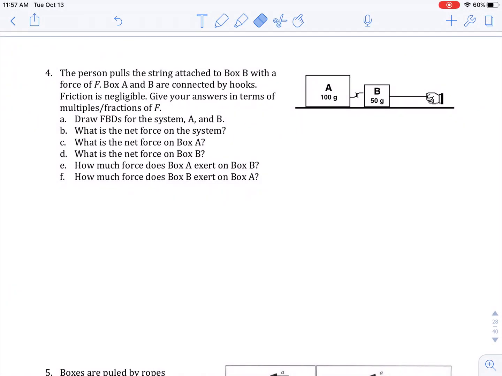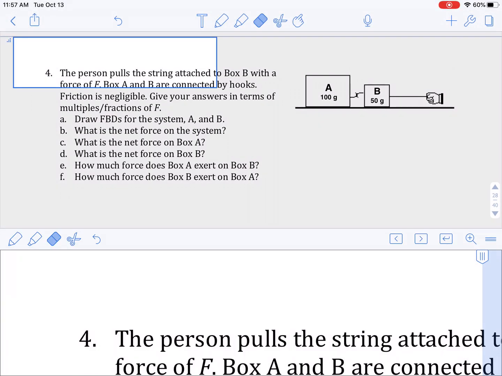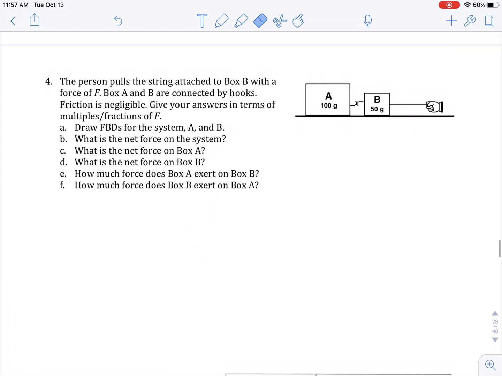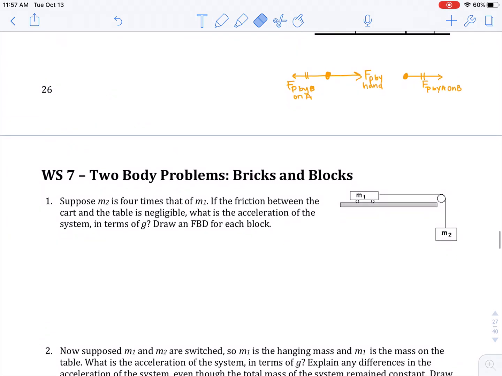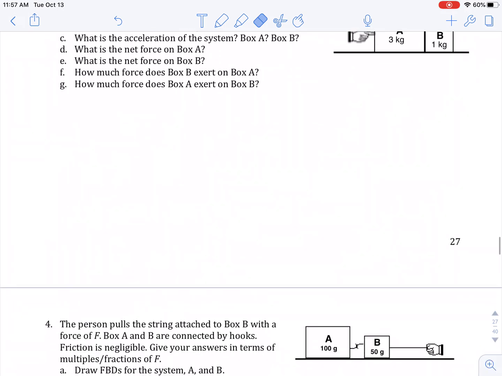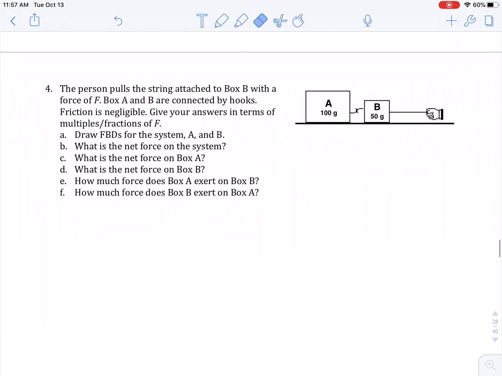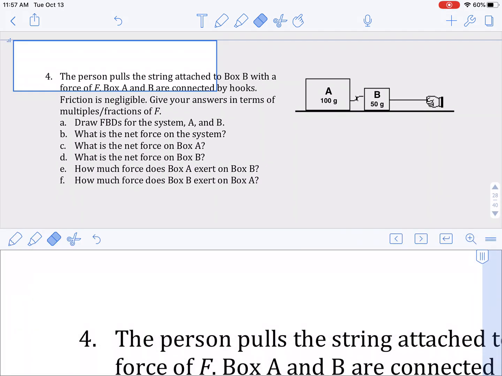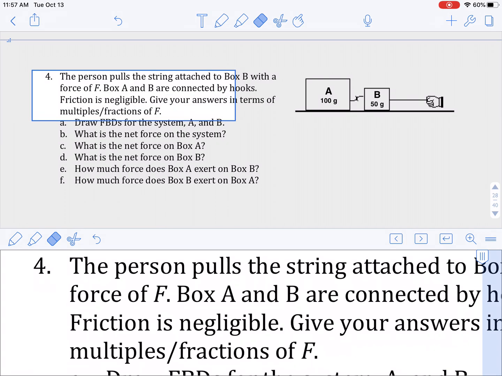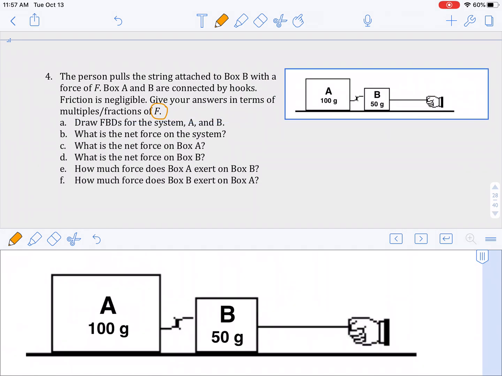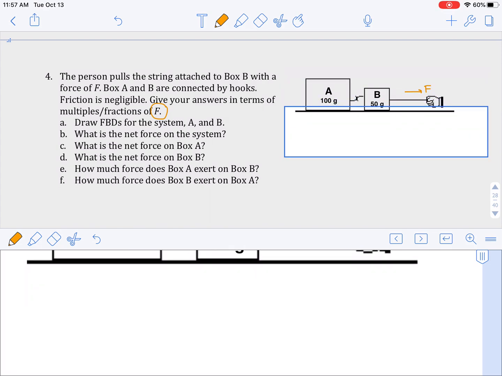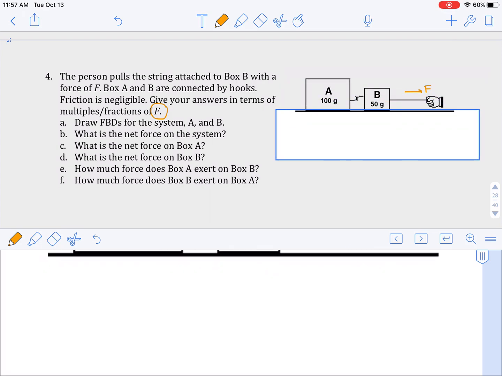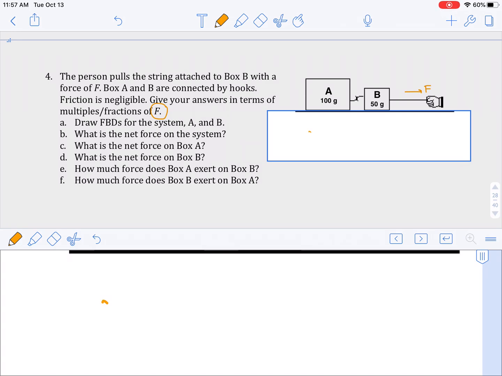Right, hi friends. We're going to talk through the worksheet 7 tutorial. This is worksheet 7, bricks and blocks, and we are going to do number 4, which is an interesting problem because you have to write all of your answers in terms of F, aka the force that is pulling these blocks. So step 1, as always, is to draw FBDs for your 2 blocks.